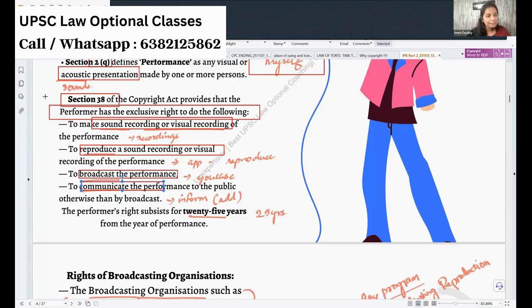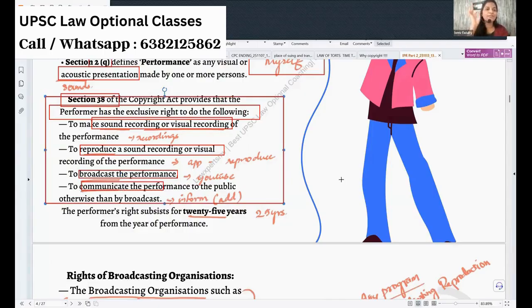So these are the bundle of rights which a performer owns, and it is called a performer's right. This performer's right has been a previous year question, so better you know this. That's very important. So every slide here is culled out from the previous year question. So once you complete this class, you will be able to answer all the previous year questions.